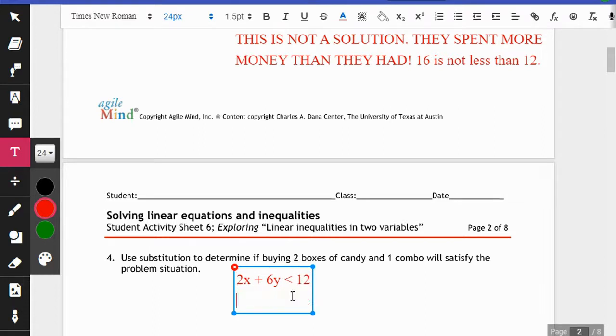Okay, and now we're going to buy 2 boxes of candy. Remember, x is the candy, the first one. They cost $2. So 2 times 2 plus 1 times 6, or 6 times 1, less than 12. These line up. I like to line up my equal signs or my inequality signs. That makes 4 plus 6 less than 12. Is 4 plus 6 less than 12? Yes, 4 plus 6 is 10. 10 is less than 12.